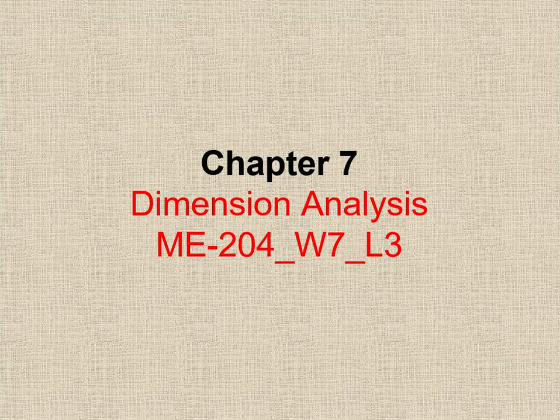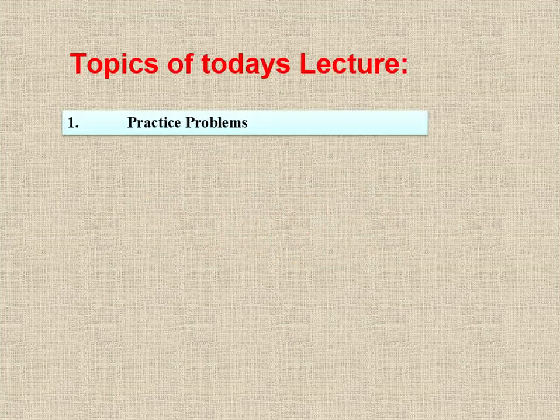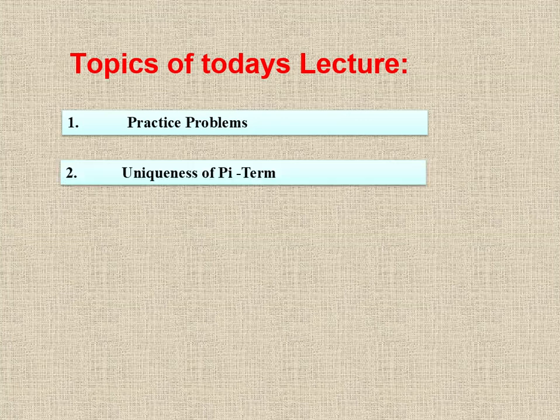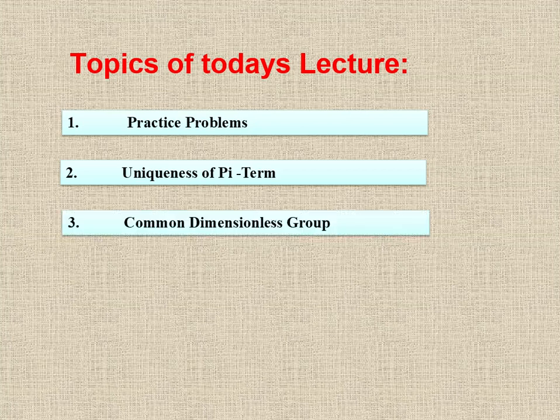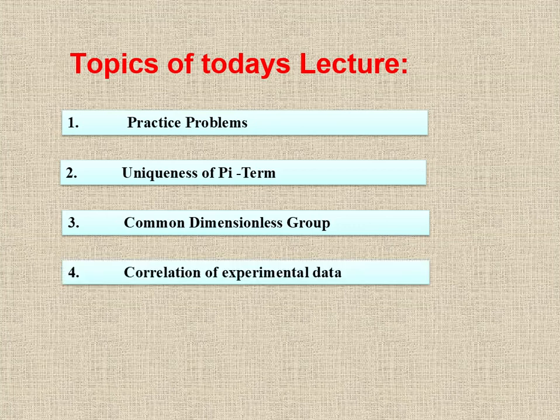So we are continuing chapter number 7, dimension analysis. Let's see the topics we are going to cover in this chapter. Today, first of all, we will do some practice problems of dimension analysis. Then we will see the heading uniqueness of Pi terms and common dimensionless groups. We will see correlation of experimental data.